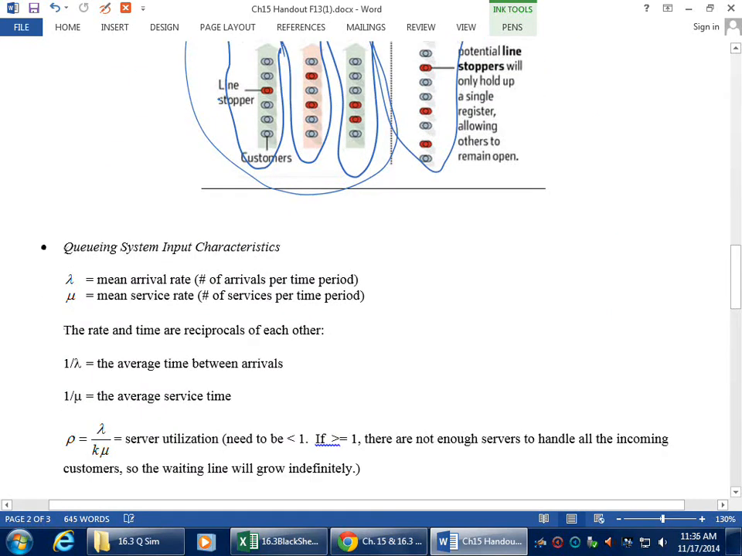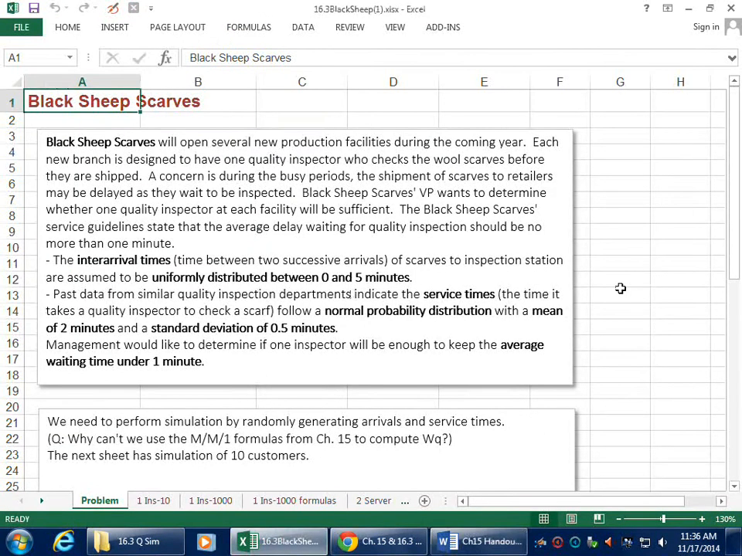So we're going to get more of a feel for all those characteristics by looking at a simulation. Now we're going to 16.3, the other chapter, and we're going to work out this example. Then we'll talk more about the definitions and so forth, because when you simulate, it's just easier to understand. You get more of a feel for it.